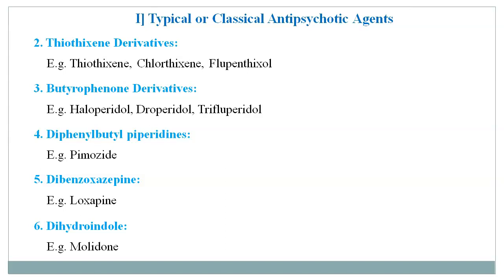So all these are the chemical classes under the typical or classical antipsychotic agents, and all these drugs specially act on dopamine receptors.